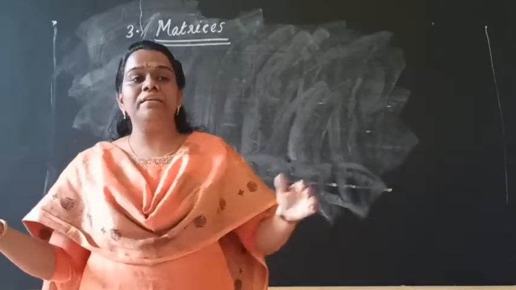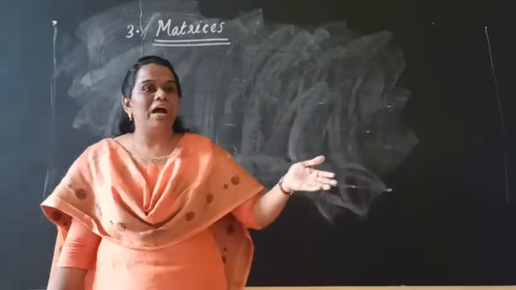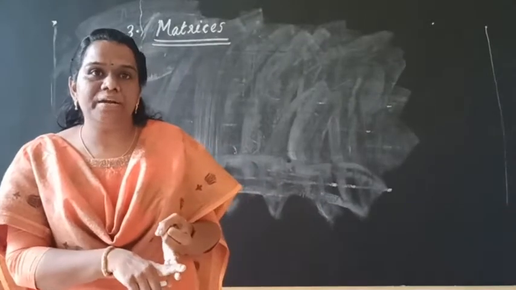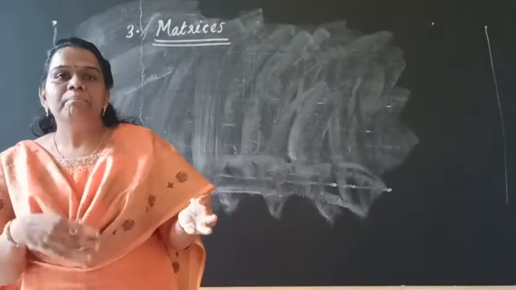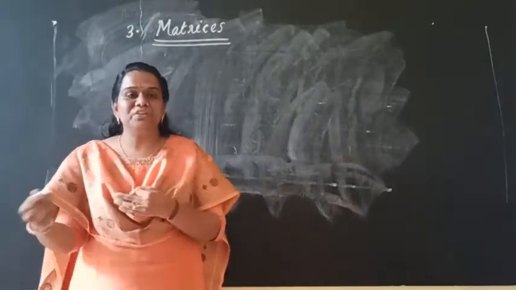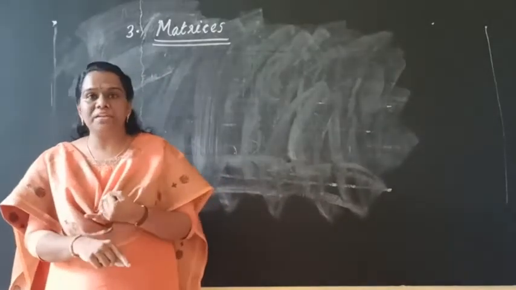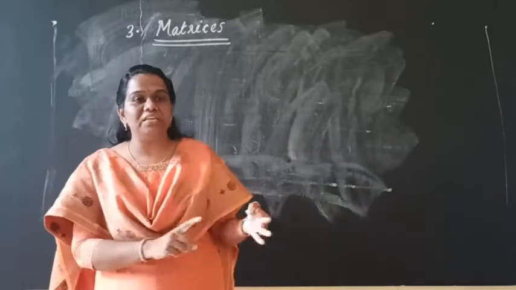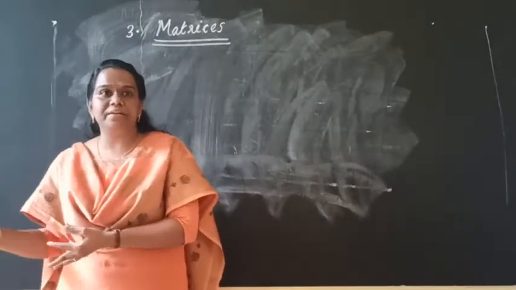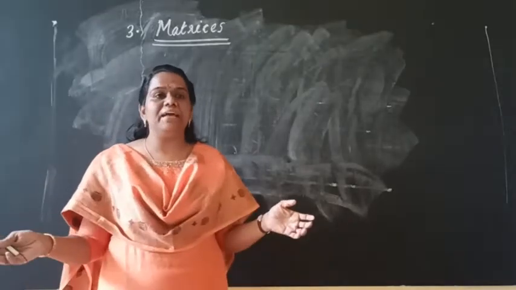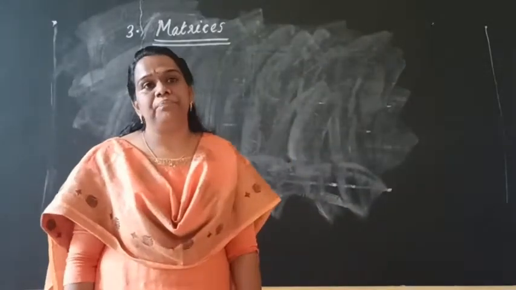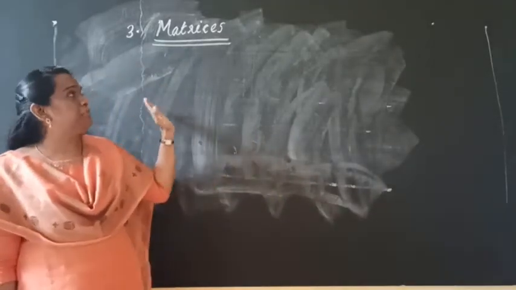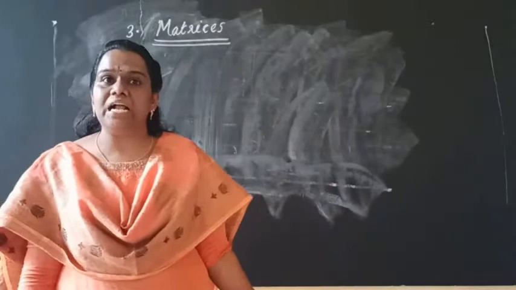Actually, from the 10th standard onwards, you have studied only two or three branches of mathematics, which are algebra and geometry. When you came to class 11, you studied other branches. Trigonometry is one branch of mathematics, calculus is another, and statistics and probability is another branch. Matrix comes under algebra, so we call it matrix algebra.